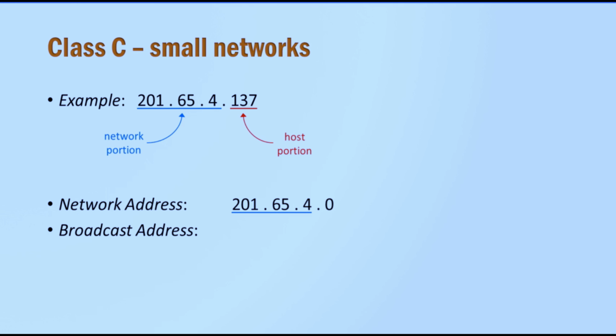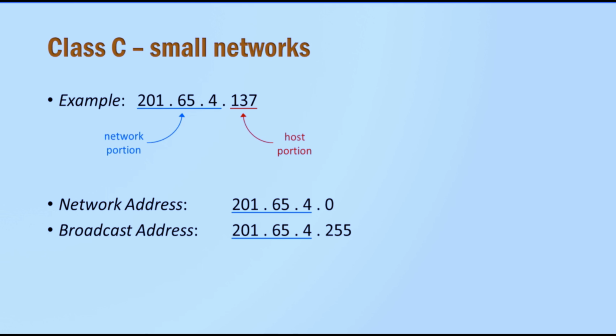Let's determine the broadcast address. To determine the broadcast address, we're going to copy the network portion, and in the host portion, we're going to put all ones. Again, we're going to have 255 for each octet that represents the host portion, and since we only have one, it's going to be 255 at the end, and that's our broadcast address.